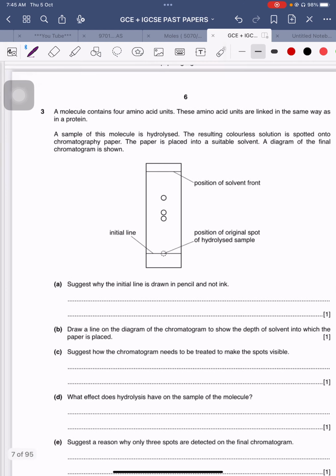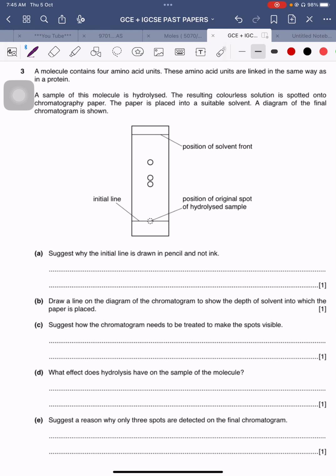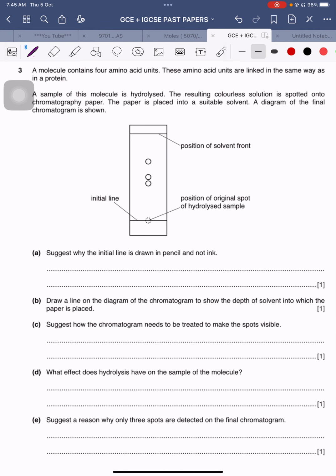On the next page, there is another question. You can see, this question is related to chromatography. A molecule contains 4 amino acid units. These amino acid units are linked in the same way as in a protein. A sample of this molecule is hydrolyzed.